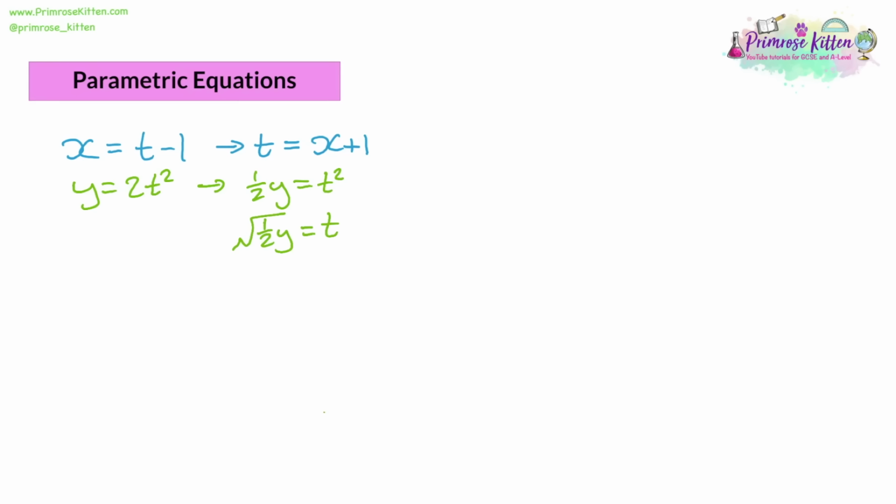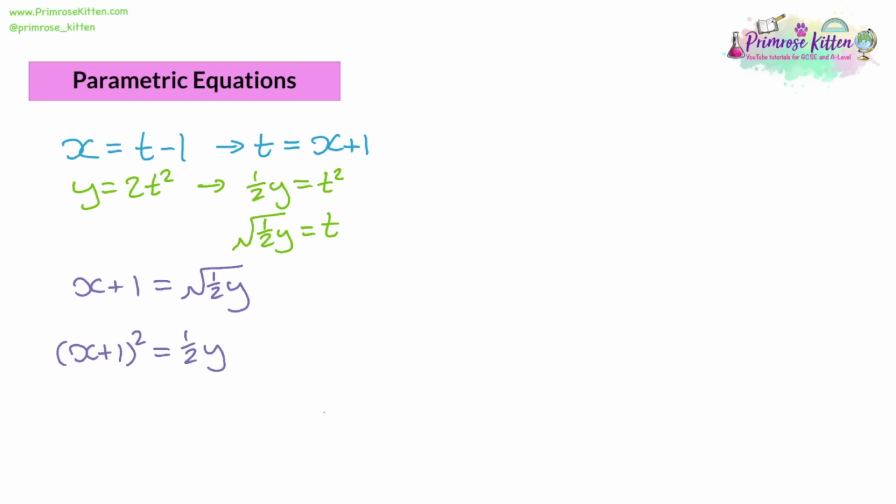And now these are both equal to t, we'll make them equal to each other. So x plus 1 is equal to t, which is equal to the square root of a half y. And this doesn't look like an equation. Normally with line equations, we have y equals. So let's try and make y the subject. We can square both sides. That's going to give us x plus 1 all squared and a half y on the other side.